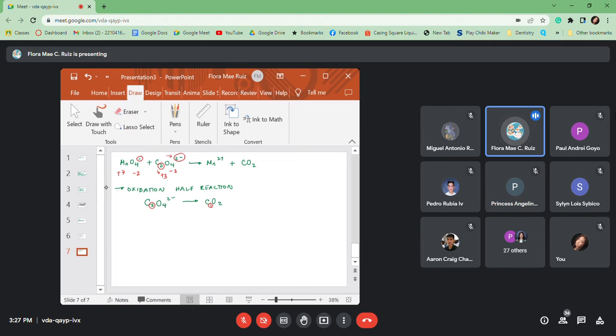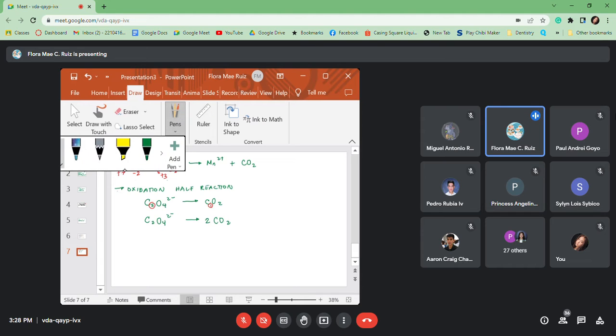So what do we do? We add a coefficient of 2 on the other side that needs carbon. So that will give us C2O4 2 minus yielding 2CO2. Check also your oxygen. So 2 times 2, that is already 4. Note that your oxygen is also balanced already when you add 2.